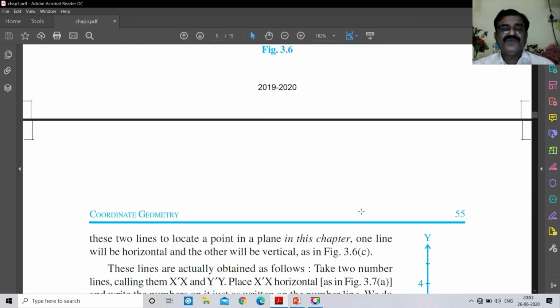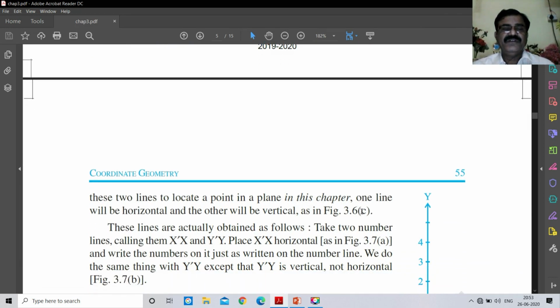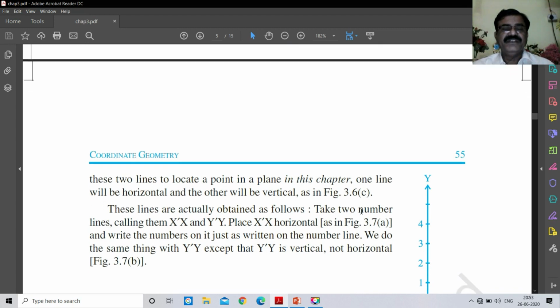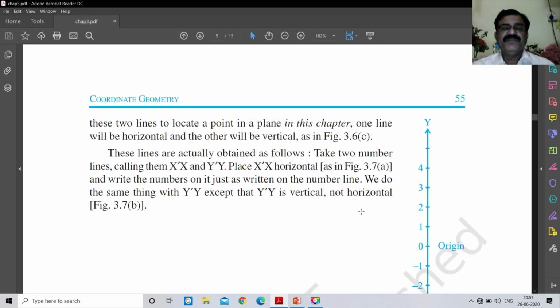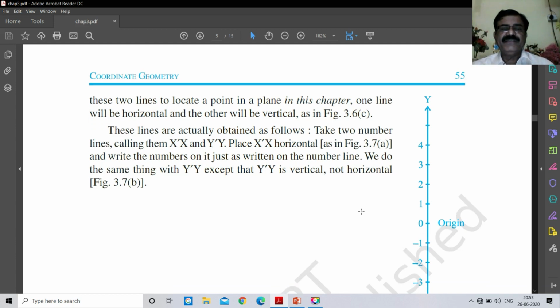These two lines to locate a point in a plane in this chapter: one line will be horizontal and the other will be vertical. These lines are actually obtained as follows. Take two number lines, calling them x'x and y'y. Place x'x horizontally and write the numbers on it just as written on the number line. We do the same thing with y'y, except that y'y is vertical, not horizontal.